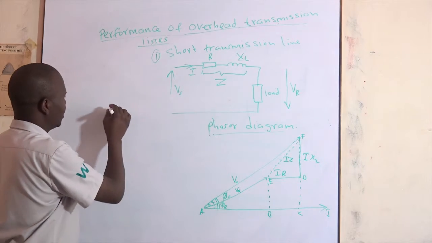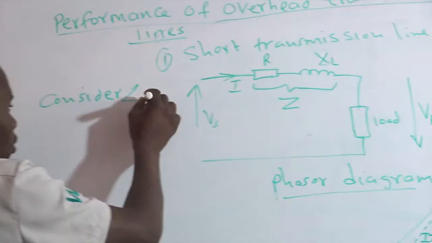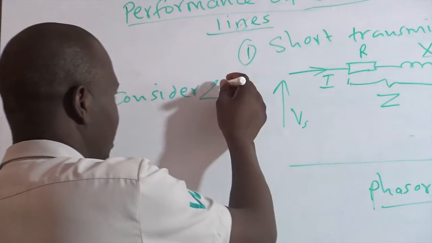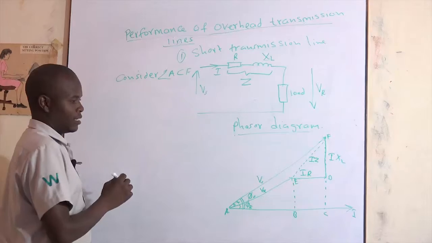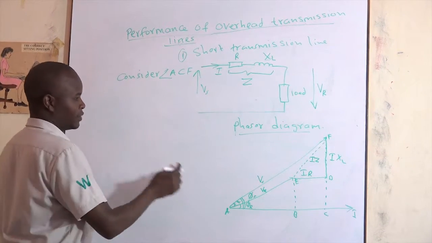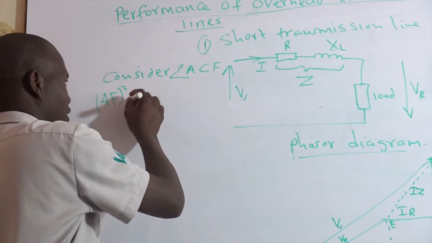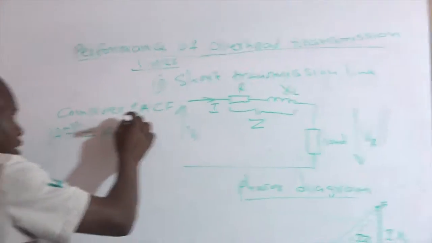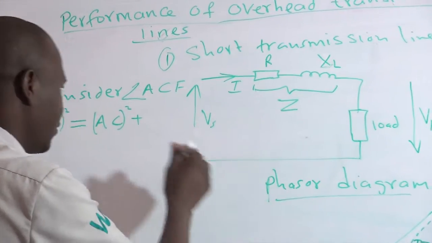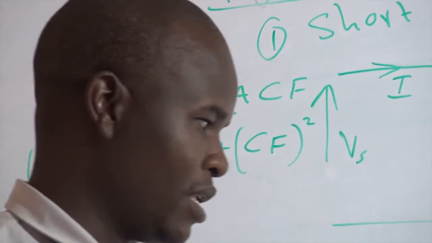Consider triangle ACF. Using Pythagoras theorem, AF squared should be given by AC squared plus CF squared. But now AB is not given.